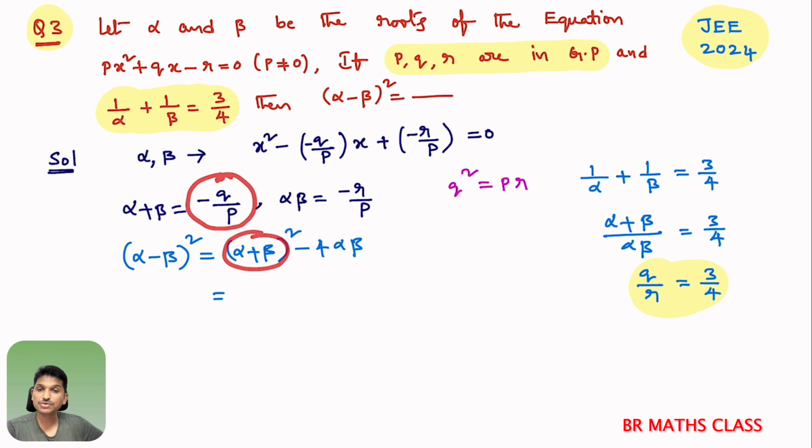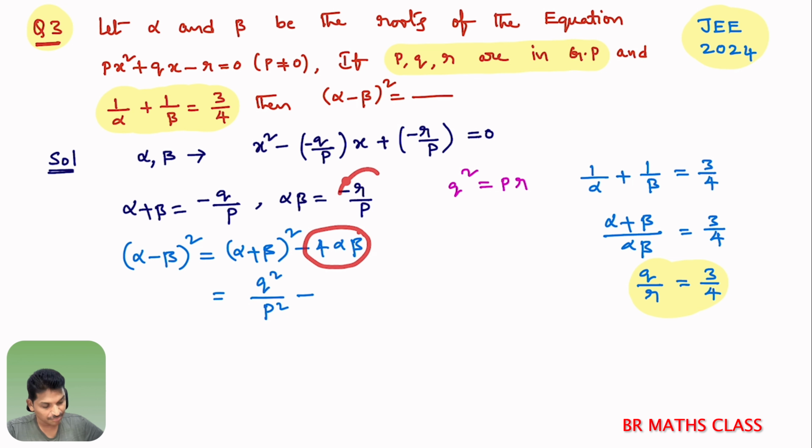This will become q square divided by p square minus 4 alpha beta. Alpha beta is minus r by p. Now substitute in this. What will it become? This will become plus 4 r divided by p.